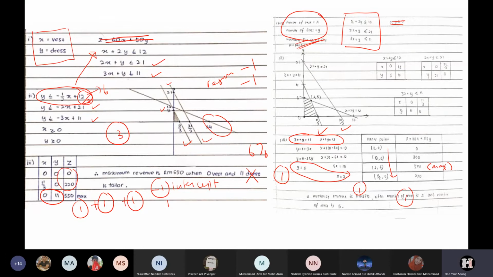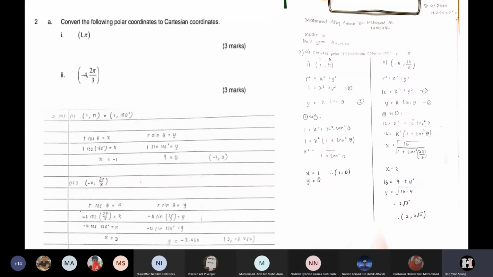No, ma'am. Other question? Okay, no question. Then we go to question 2. Okay, so question 2. He put his name here. The other one, I know, actually, I know who they are lah.